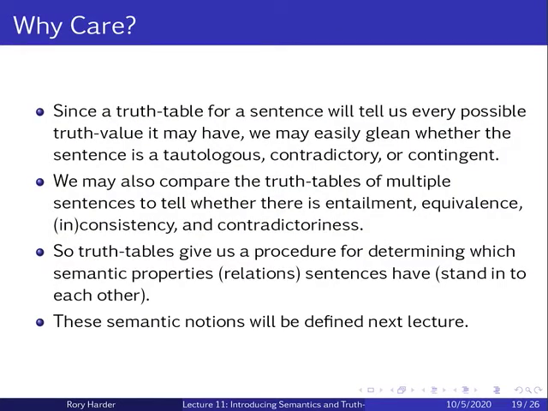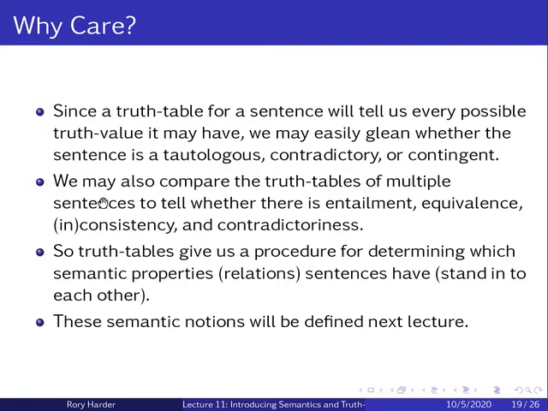So why care about truth tables? Since a truth table for a sentence will tell us every possible truth value it might have, we can easily tell, after having constructed one, whether the sentence is tautologous, contradictory, or contingent. So these notions of tautology, contradiction, or contingency, and related semantic notions we introduced previously a couple weeks ago. And in the next lecture, on Wednesday, I will be giving all the rigorous definitions of these semantic notions in terms of our developed semantics.